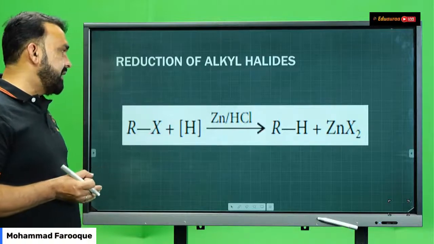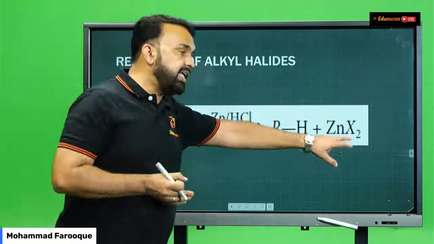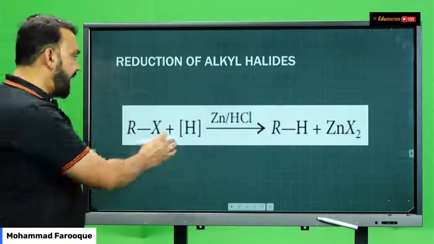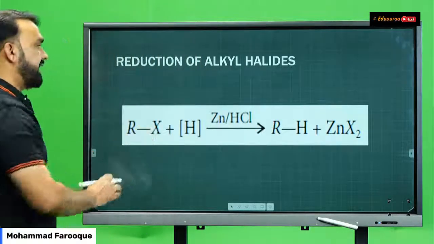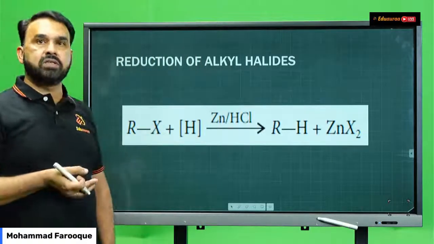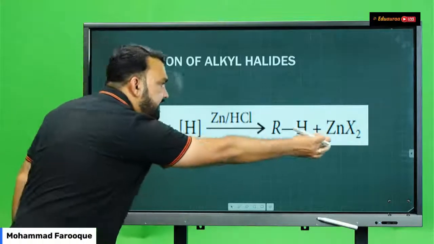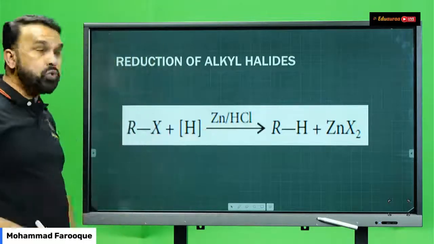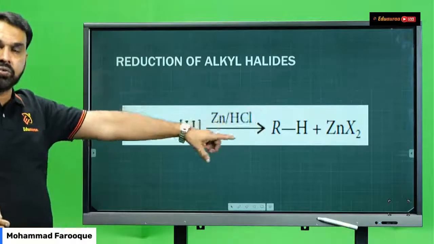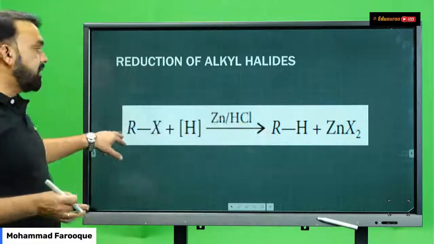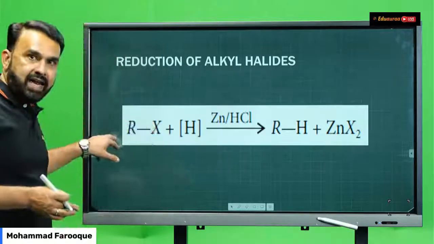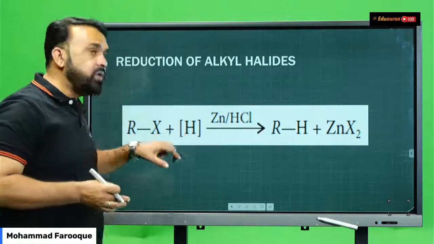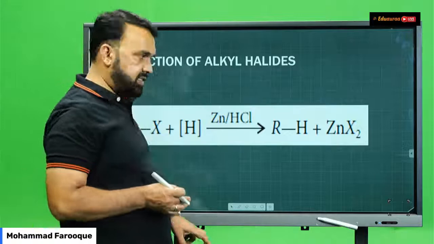Then ZnX2 is the byproduct. If you take one hydrogen, you're going to get alkane and Zn is going to combine with X. Because Zn is forming ZnX2, the valency of zinc is 2. So take two molecules of alkyl halide, students, sorry, and take two nascent hydrogens. Yes.